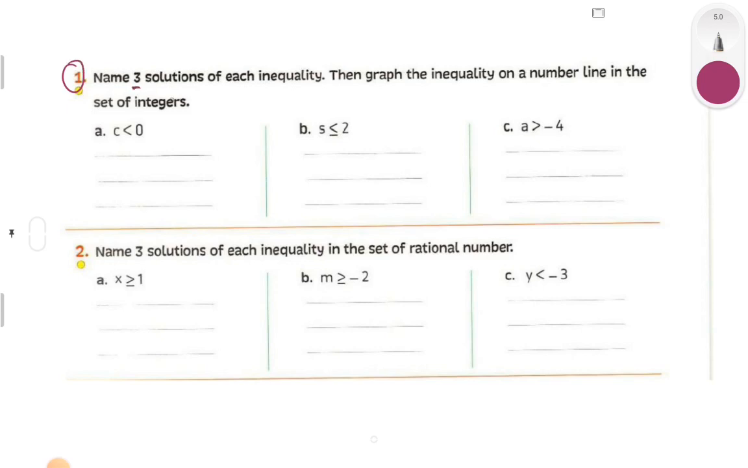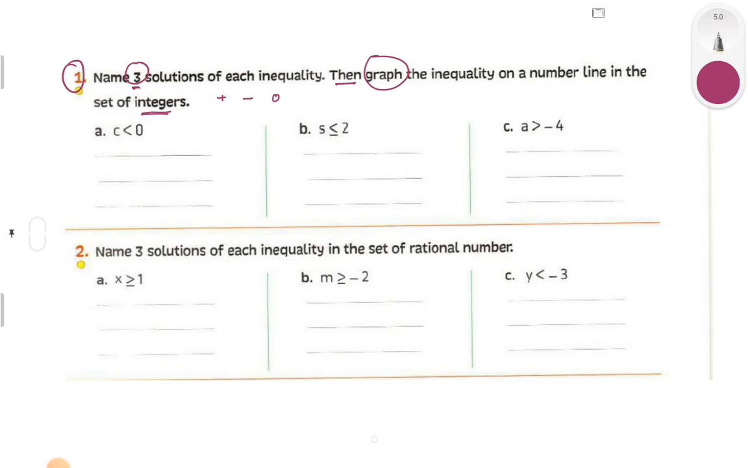Name 3 solutions of each inequality, then graph the inequality on a number line in the set of what? Of integers. We know integers may be positive or negative or 0. Now this question has 2 parts. First, 3 solutions, then graph.